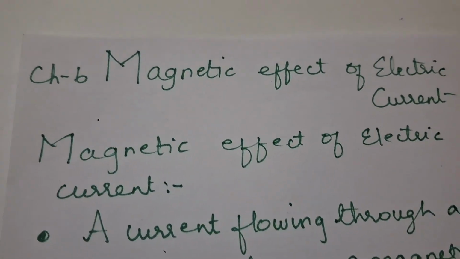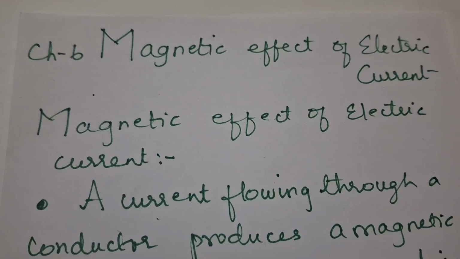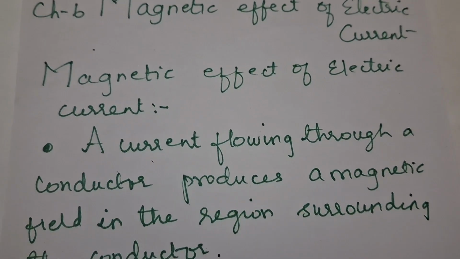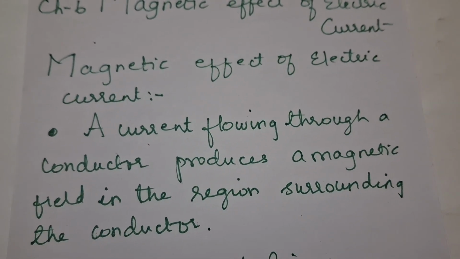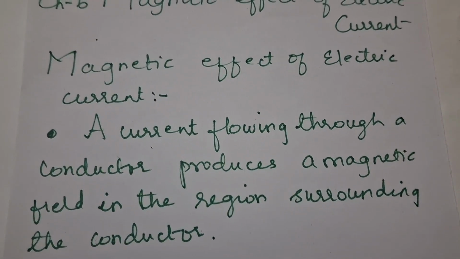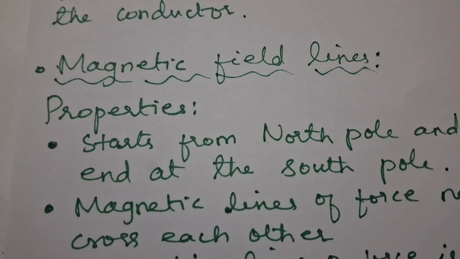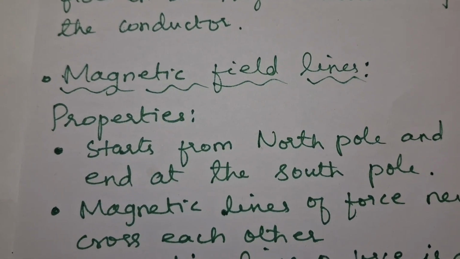Today's video is about the magnetic effect of electric current. So what is the magnetic effect of electric current? A current flowing through a conductor produces a magnetic field in the region surrounding the conductor. So surrounding the conductor you get a magnetic field. So what are magnetic field lines?